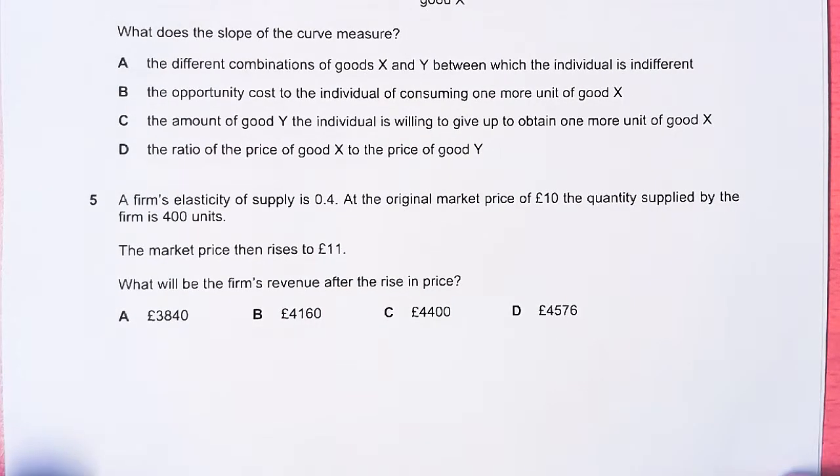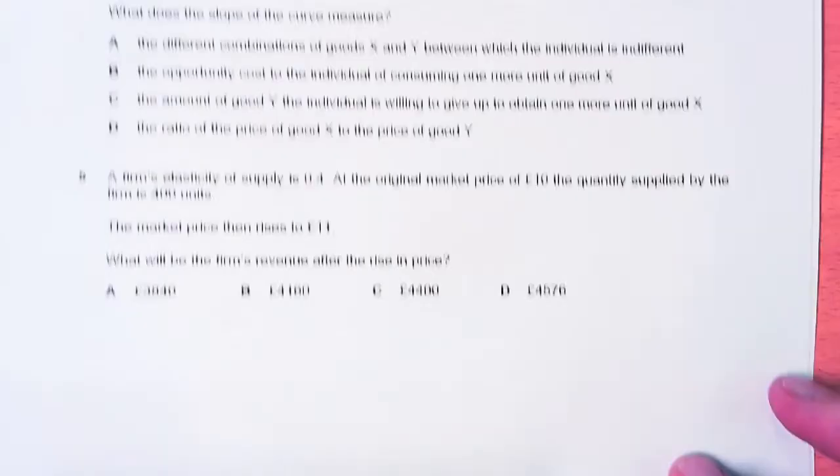Okay, so next one, a firm's elasticity of supply is 0.4 at the original price of £10. The quantity supplied by the firm is 400 units. The market price then rises to £11. Okay, what will be the firm's revenue after the rise in price? Okay, let's take a little look at this then. So we've got to do some simple calculations here. Let's just try and show these. If I just move that up and give myself some more space here.